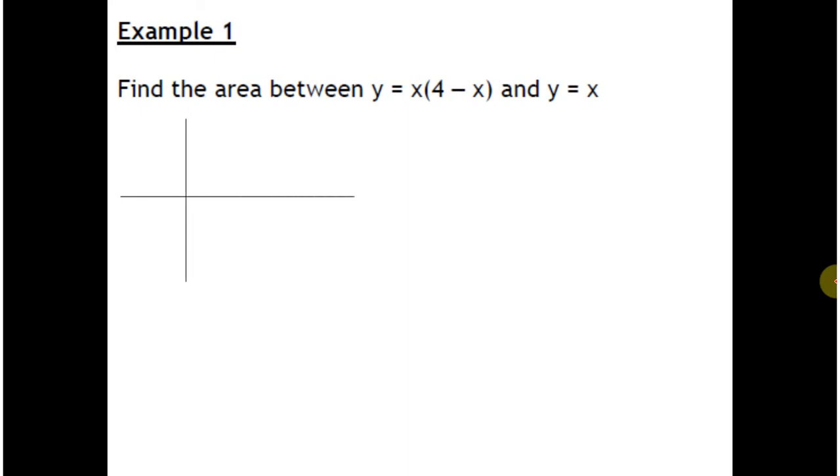Draw some axes. Now y equals x is just simply the diagonal line going through the origin. And then the other curve is a quadratic. It's already factorised: x times 4 minus x. So the x means that it crosses the x-axis at 0. 4 minus x means it crosses the x-axis at 4, because 4 minus 4 is equal to 0. If we multiplied it out, we would get 4x minus x squared, so we've got an M-shaped quadratic.